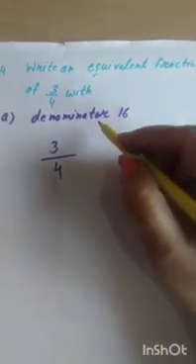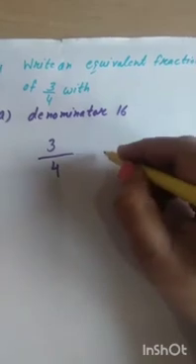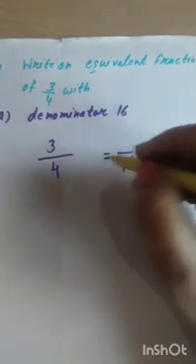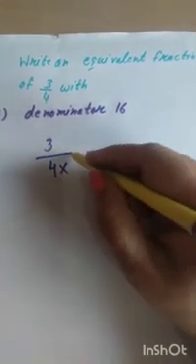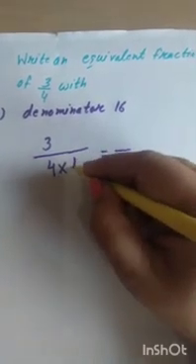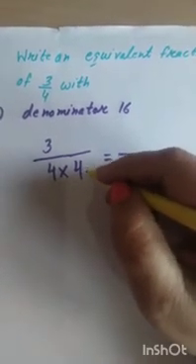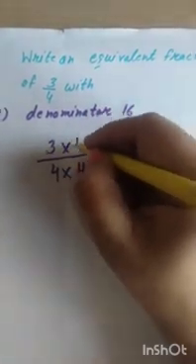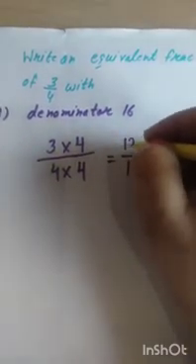And now you have to think how you can make 4 equal to 16, because they say the denominator must be 16. We have to make 4 equal to 16. How can we make 4 equal to 16? By multiplying with 4. 4 4s are 16. Now if I multiply the denominator by 4, then in the numerator also I have to use the number 4. So 3 4s are 12.